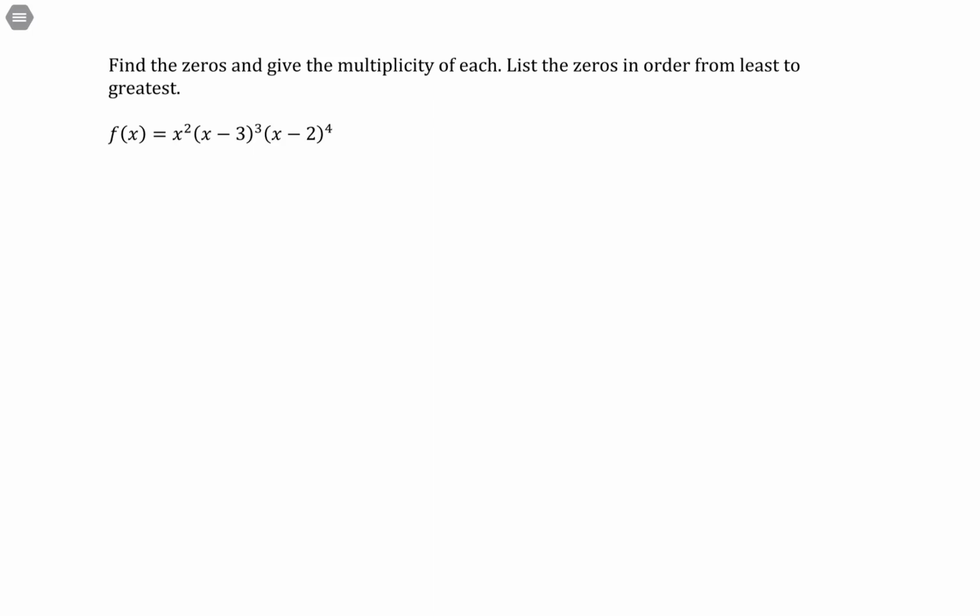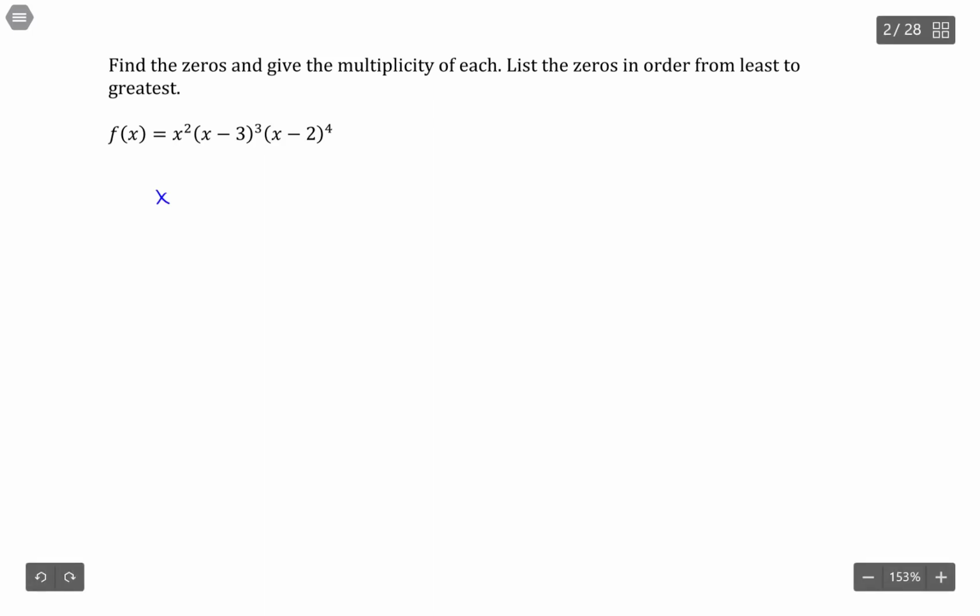Find the zeros and give the multiplicity of each. List the zeros in order from least to greatest. Well, the zeros of a polynomial are simply the locations of where their factors in the polynomial equal 0.